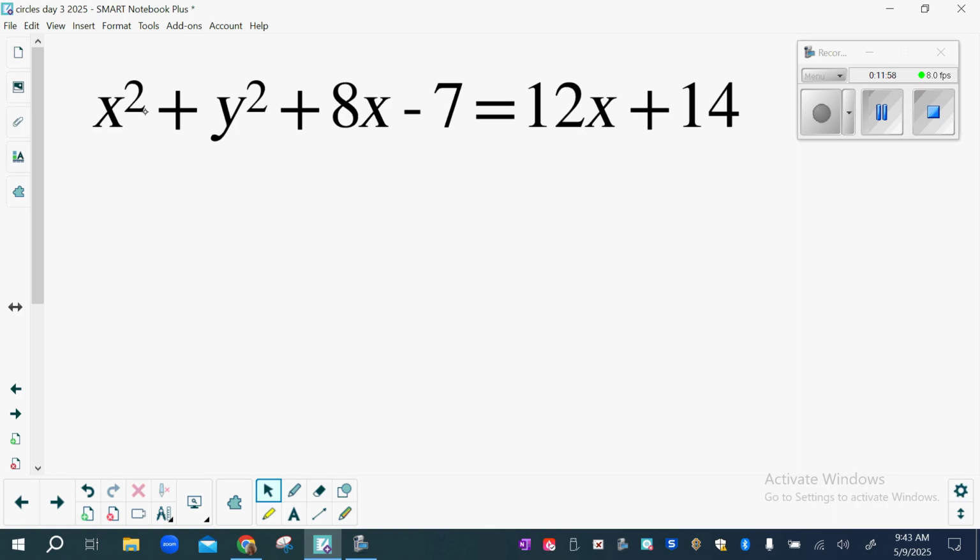Okay, here we go. You guys ready? Let's see how you did. I'm going to get all my x's together. So I got x squared plus 8x minus 12x. So I'm going to take care of that before I do my little box, right? So I'm going to get -4x. That one's a little bit tricky. -4x, and then my little box.